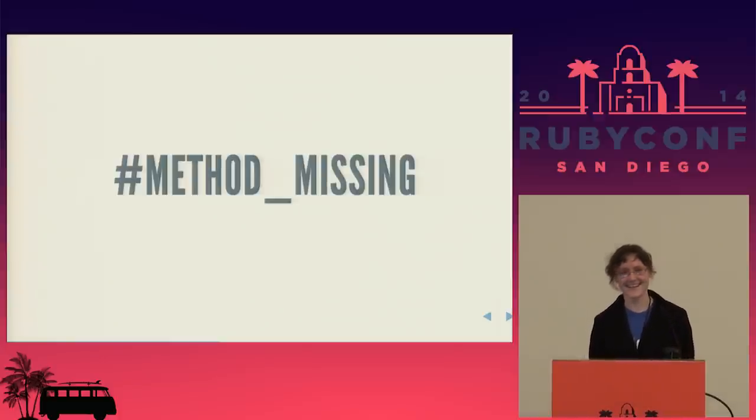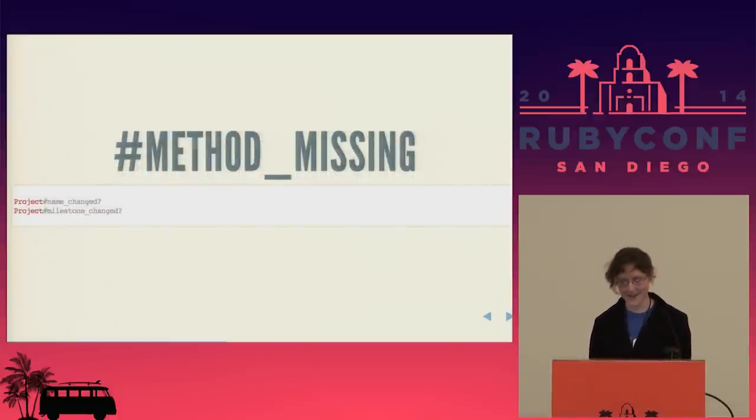So let's go back and look at these methods again. These, like most of the rest of Active Record, are defined using method missing, which allows us to dynamically respond to arbitrary method names. After all, again, a method name is just a part like any other of the bag of arguments that we send to an object.